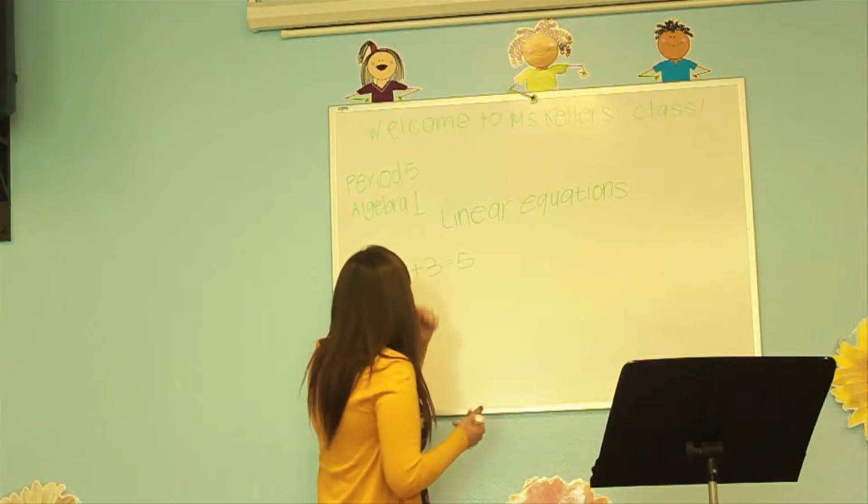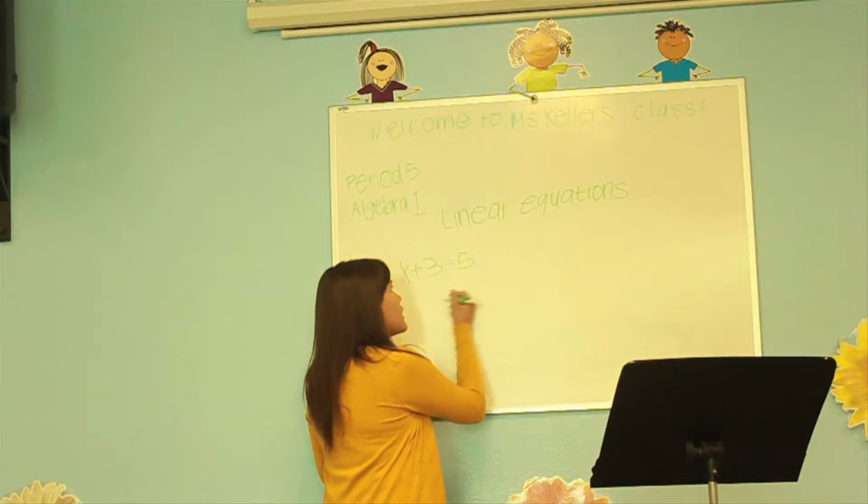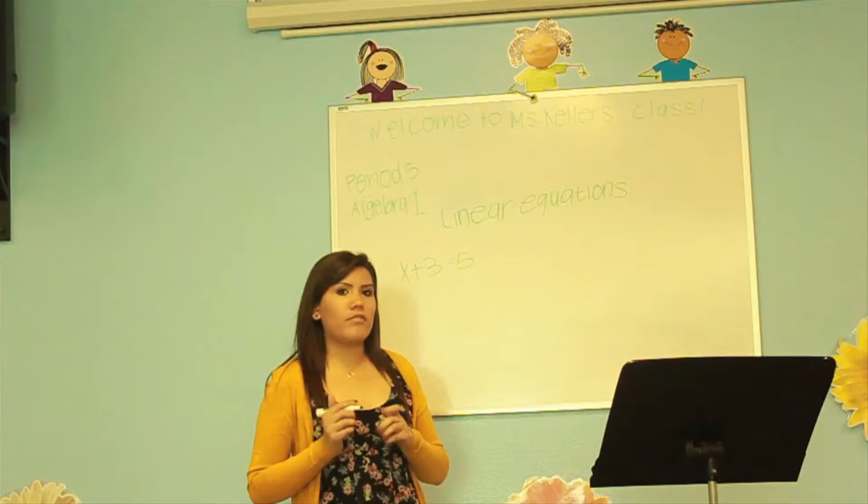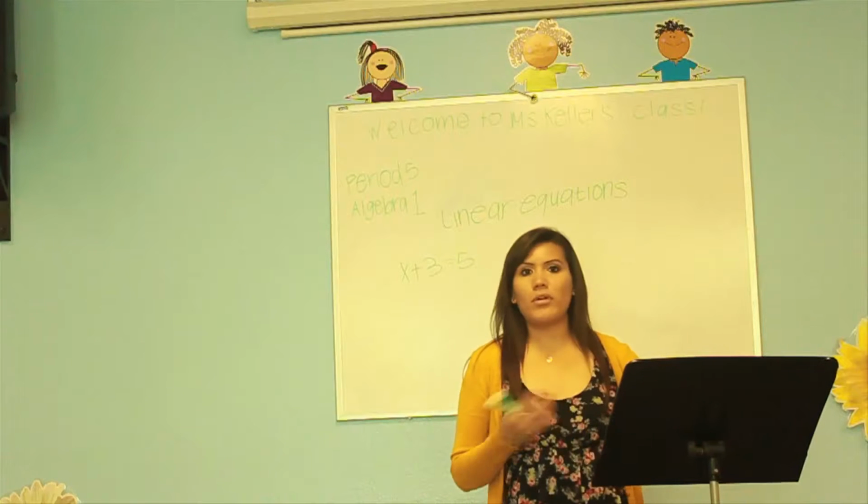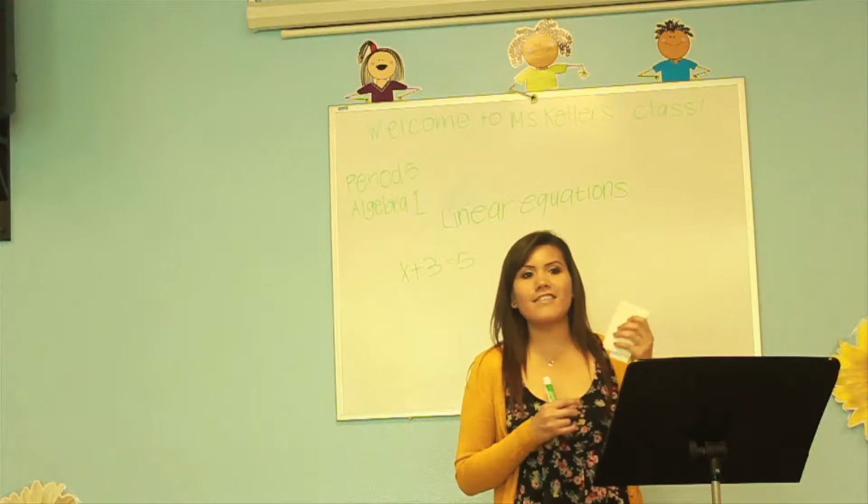So what we're going to do is move this 3 over to the other side. How do you think we should do that? Does anyone want to take a guess for some candy cash?